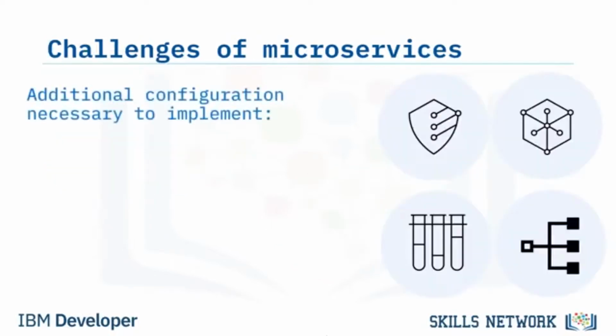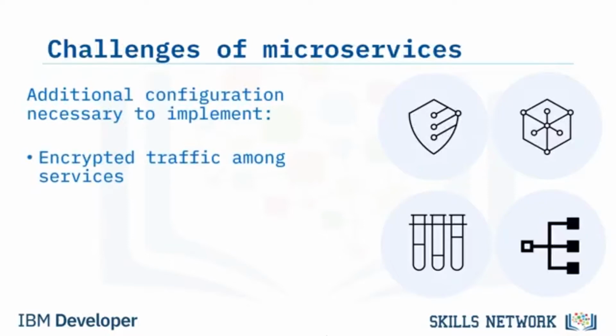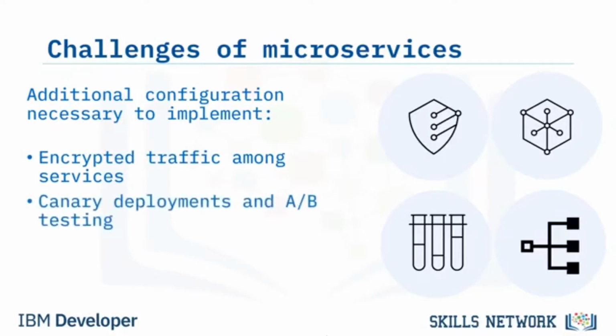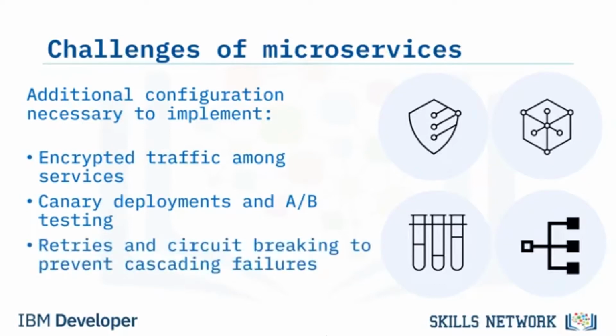Using microservices also brings some challenges. Microservices require configuration to secure communications and set up encryption. Development teams might want to roll out new features to a subset of users or compare two versions of a new feature to see which version most engages users. In these situations, teams need canary deployments and A/B testing. Communication between microservices also leads to the possibility of cascading failures if one service is unreachable or particularly slow. To prevent communication failures from cascading to multiple microservices, developers must implement retries and circuit breaking.